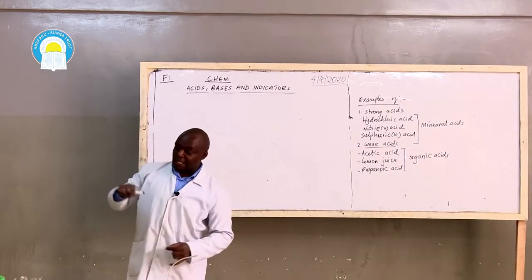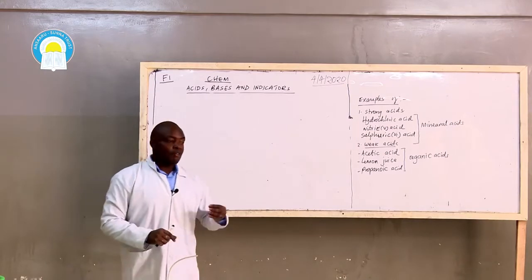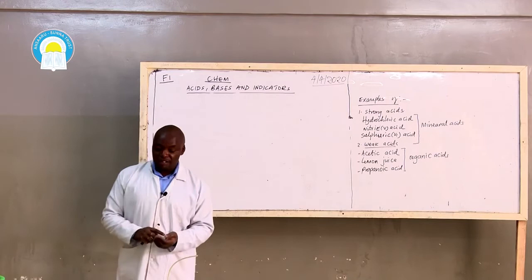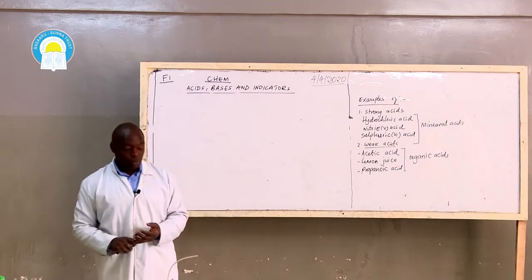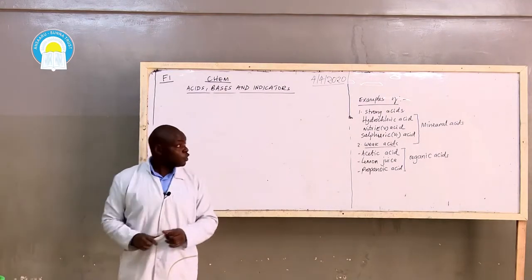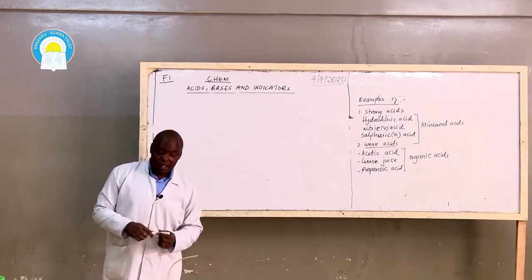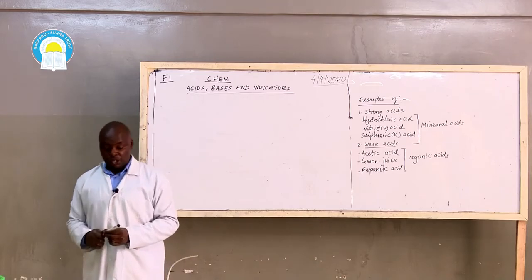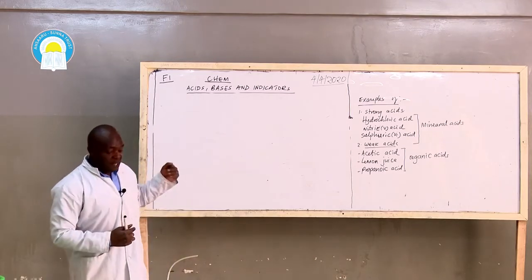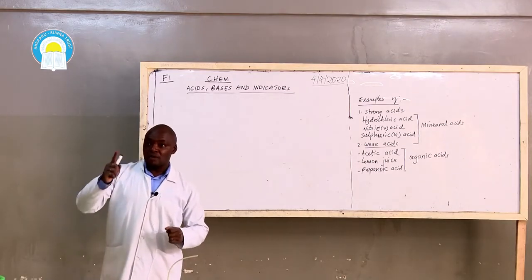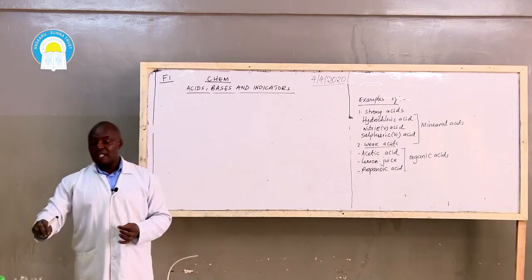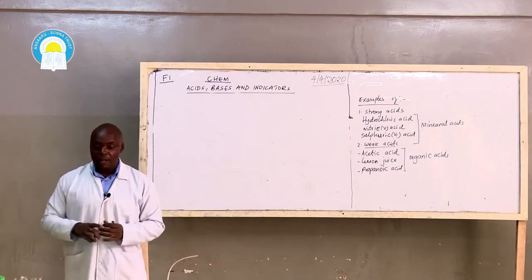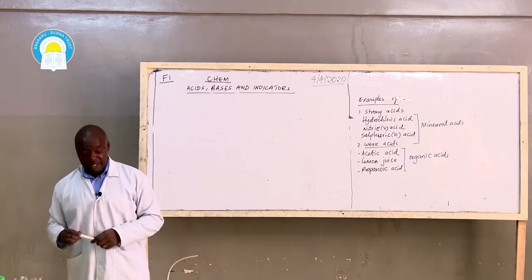We have looked at indicators from flower extracts. We have also seen the commercial indicators, which are litmus paper, phenolphthalein, and methyl orange. We have seen the various colors they show in solutions of acids, solutions of bases, and also in neutral solutions. The disadvantage with the flower extracts is they can only be used when they are fresh. When they stay for some time, they give inconsistent results.